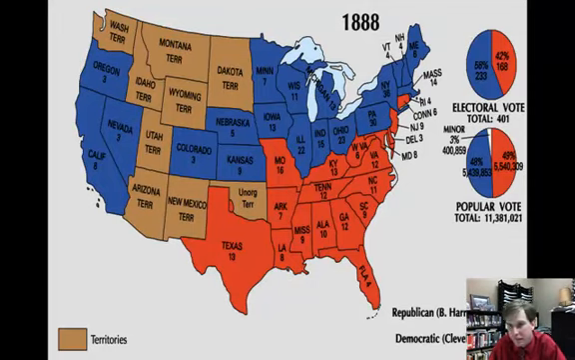So here's the 88 election. You can see very close. Again, neither candidate gets 50% of the vote, and Cleveland gets about 100,000 more popular votes than Harrison, but still loses the election.